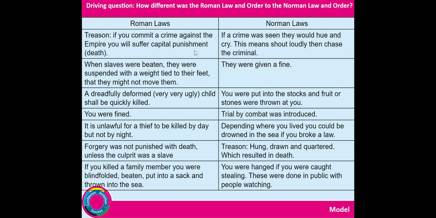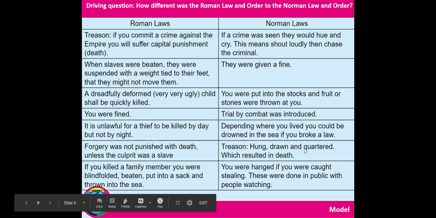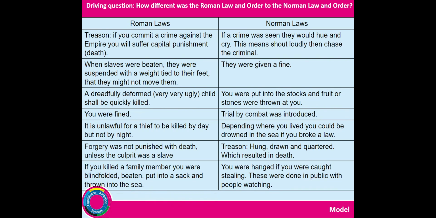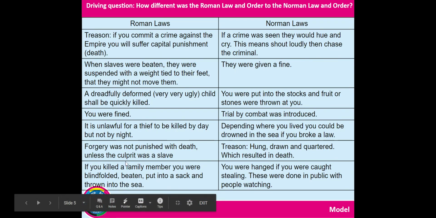So here for Romans, if you committed treason, so if you commit a crime against the empire, you suffer capital punishment. So it was just death. You were just killed. However, the Normans, for treason, you were hung, drawn, and quartered, which eventually led to death. But there were a lot of stages before that. So the Normans were more harsh on treason. So some of these laws and punishments are the same. Some of these are different.